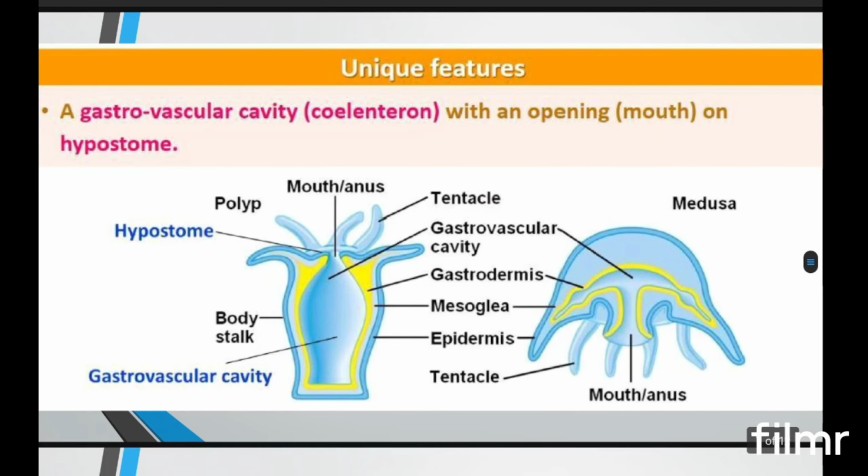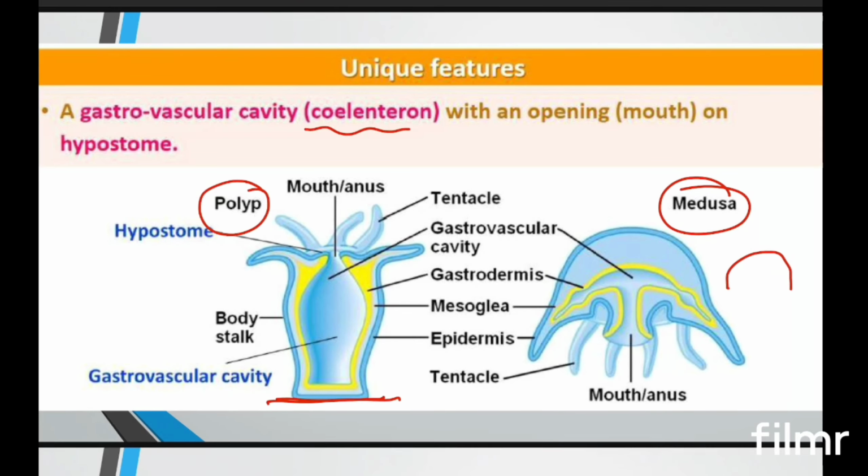If you check another unique feature, you can see that most Cnidarians have two forms. I told you one is the polyp form and another is the medusa form. Polyp, I told you, is mostly a sedentary or sessile form. Medusa is a dome-shaped structure. Both have the gastrovascular cavity, and that cavity is called the coelenteron. Because of its presence, the name Coelenterata came. This coelenteron has an opening, a mouth-like structure, which we call the hypostome.